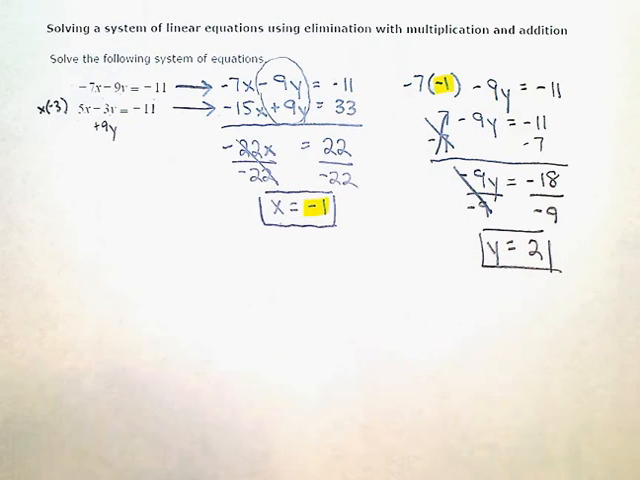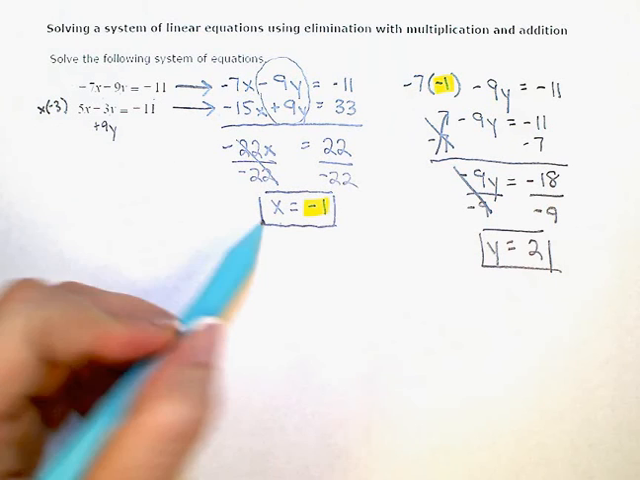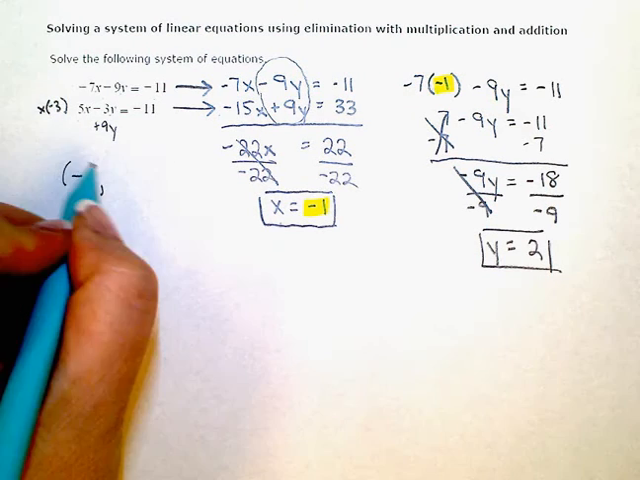So the solution to my system here is x equals -1, y equals +2.